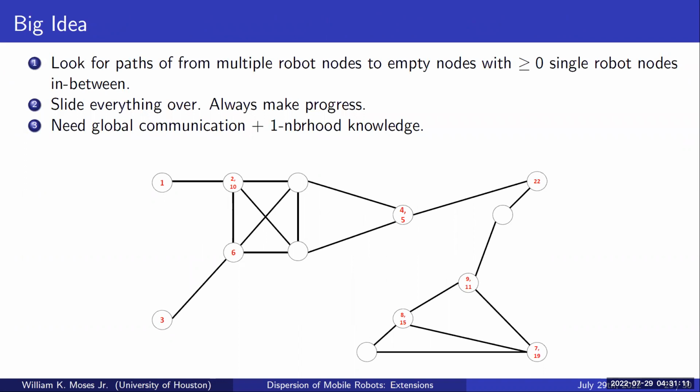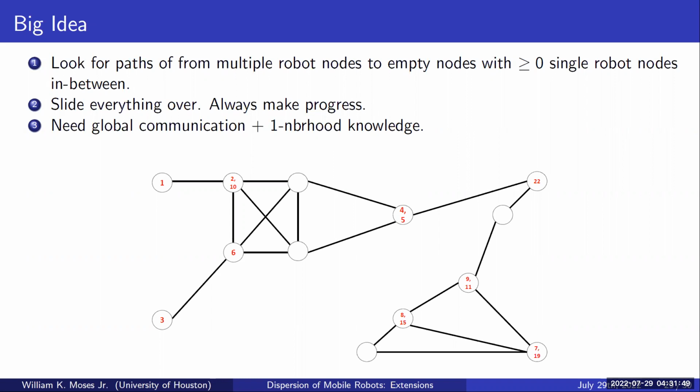Now, before we get to this big idea, I want to say one nice thing about this paper. You might ask, if you're trying to solve this problem in dynamic graphs, why do you need to bring up these extra powers? Why do you need to bring up global communication? Why do you need to bring up one-hop visibility? Well, the reason is that this paper shows that in the absence of either one of those two powers, it's impossible to solve dispersion in one interval connected graphs. You need both powers in order to solve this problem.